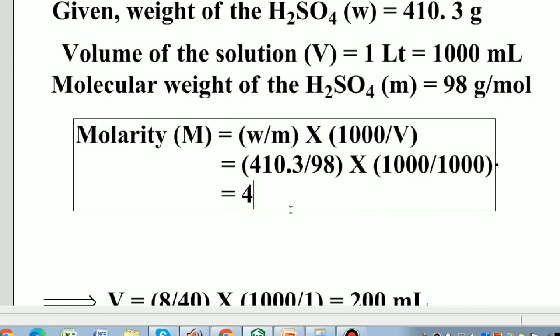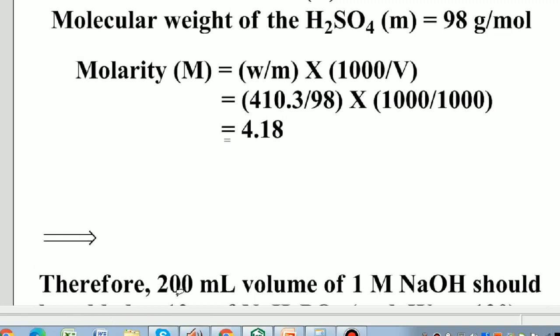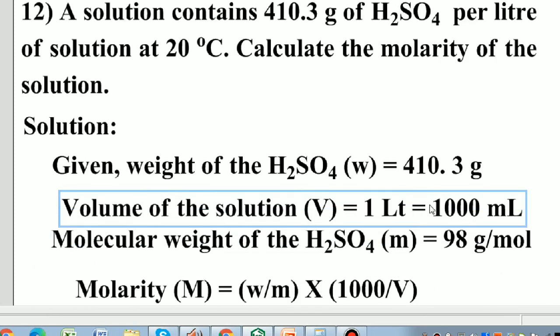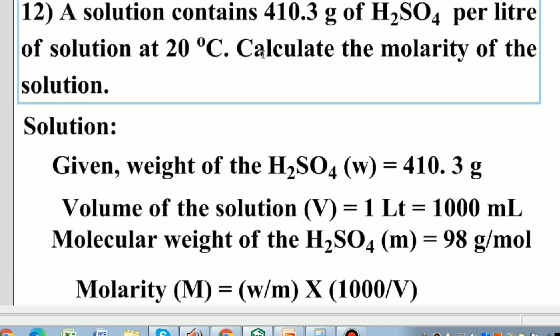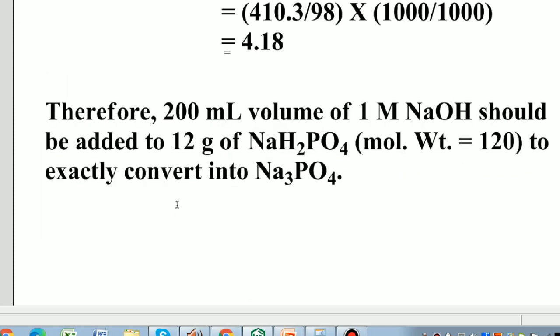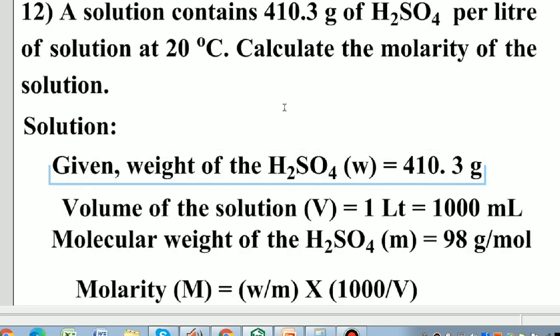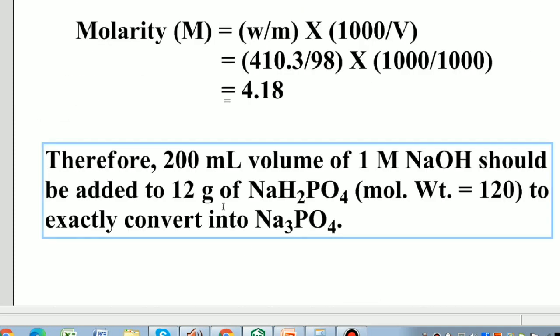So it is a 4.18 molar solution. Therefore, students, 4.18 molar. Hence, the molarity of the solution is equal to 4.18.